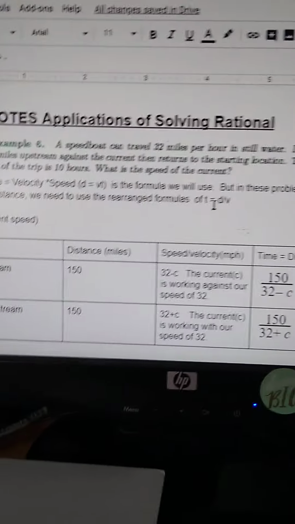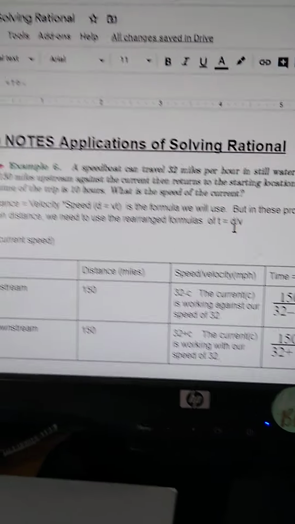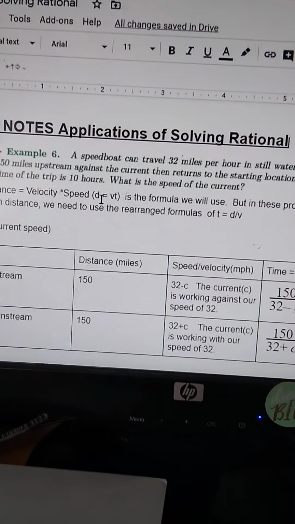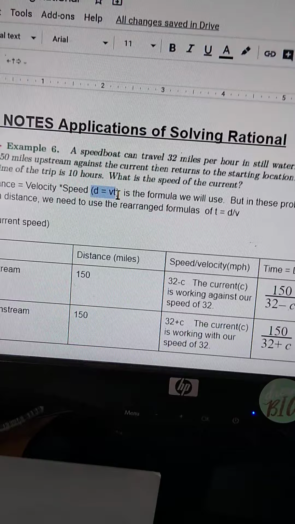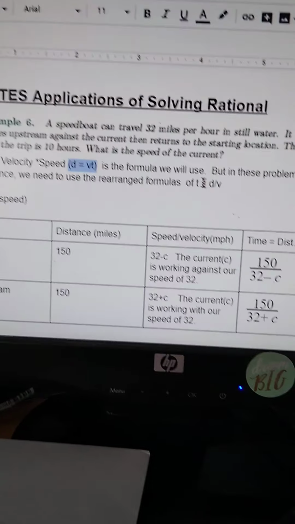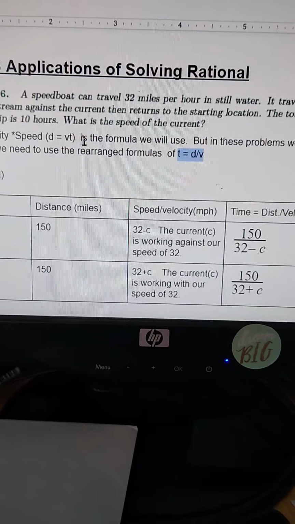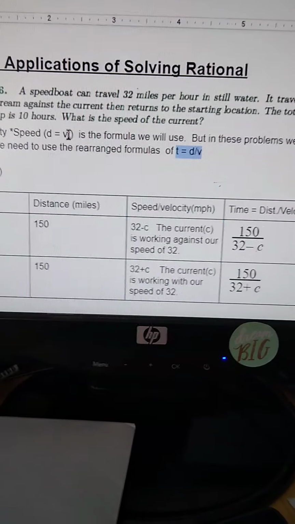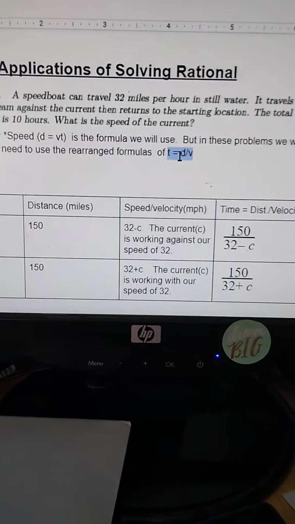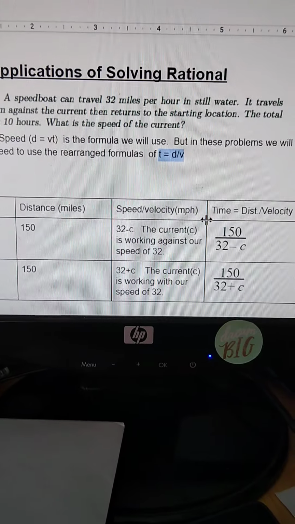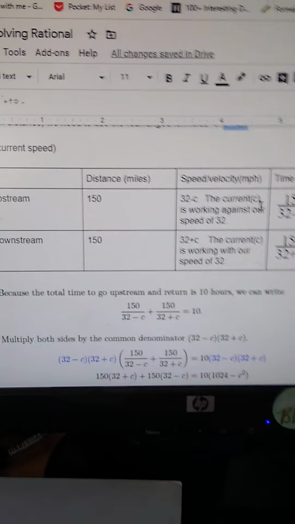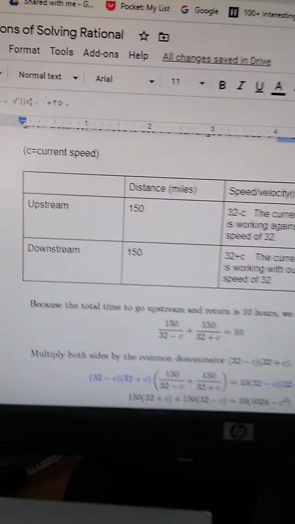This is the formula we're going to use. And for these problems, since we're going to be having distance given to us, we're not going to be using this to help us write it. We're going to be using time equals distance divided by velocity. So if you solve this equation for t, you would divide by velocity. So time equals distance divided by velocity. But we're going to lay that all out for you in a chart. And in the directions of the practice problem, it tells you to use a chart to lay this out.